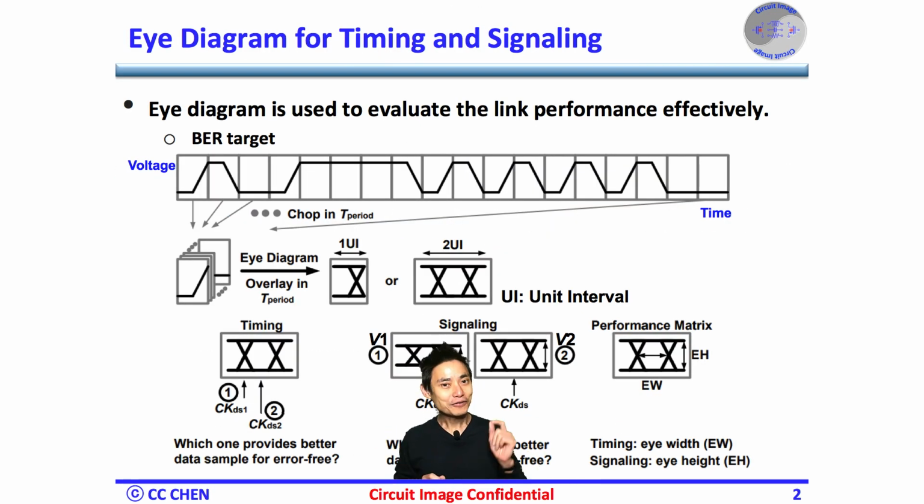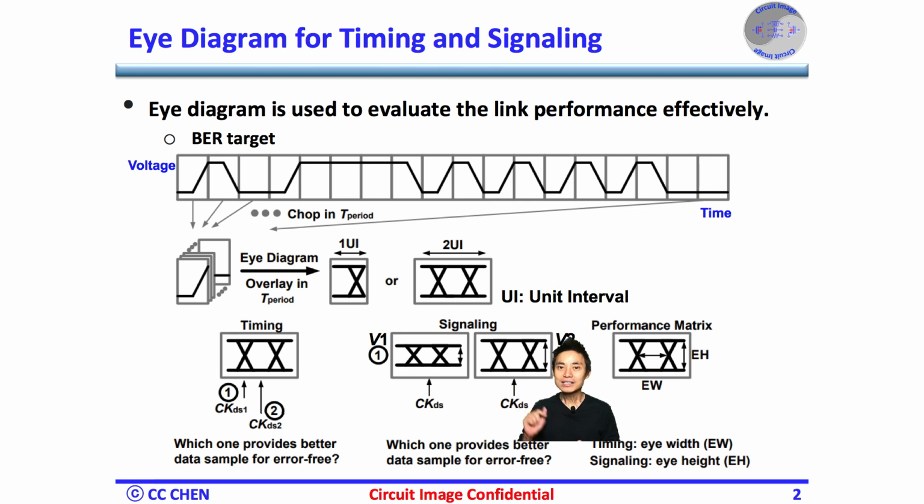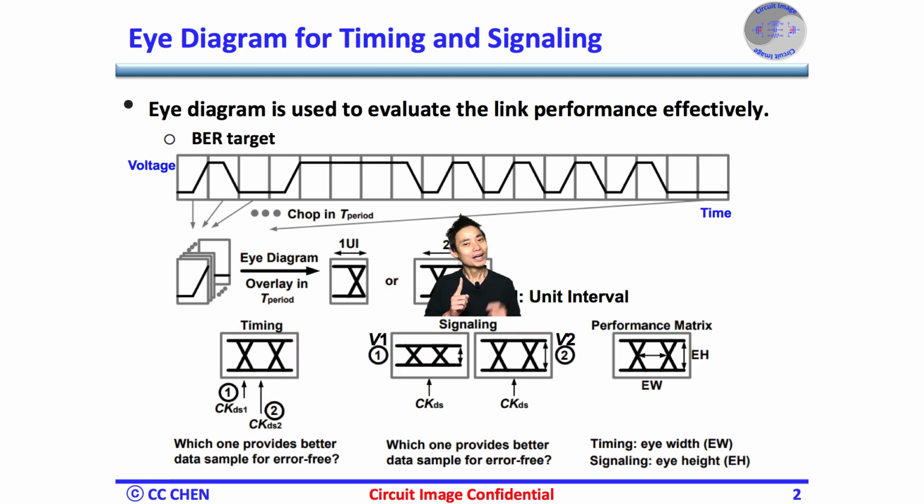Now, we are very familiar with the performance metrics of eye height and eye width. Also, we understand that not only the signaling will impact the bit error, but also the timing, if we are not sampling the input at the right time. So, we will go through all the timing impairments one by one and cross them with the eye width margin of the link budget for the timing margin expansion.